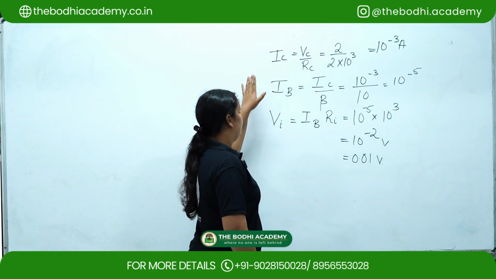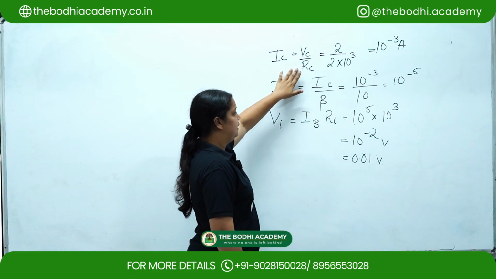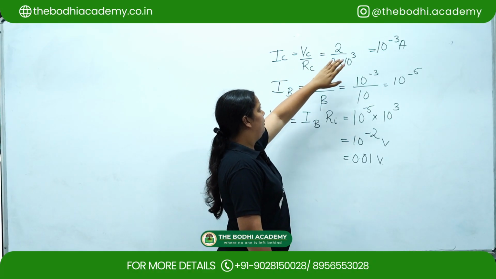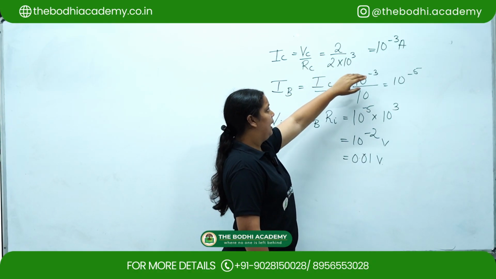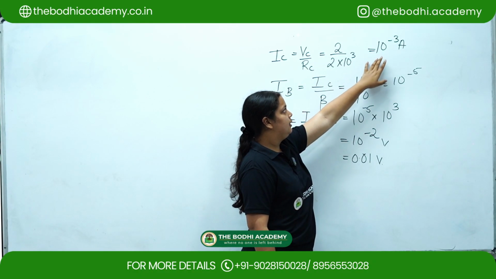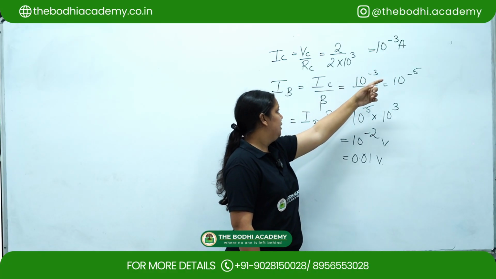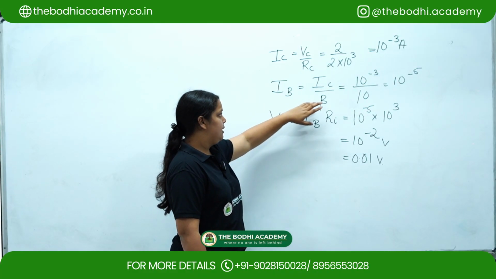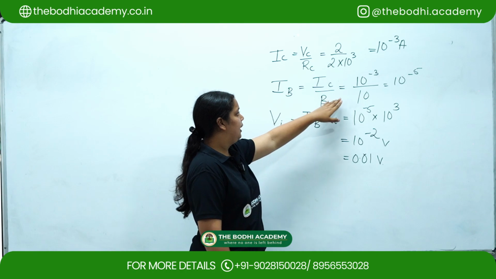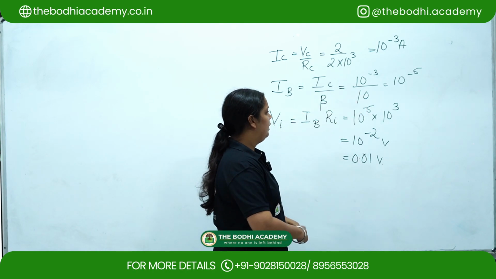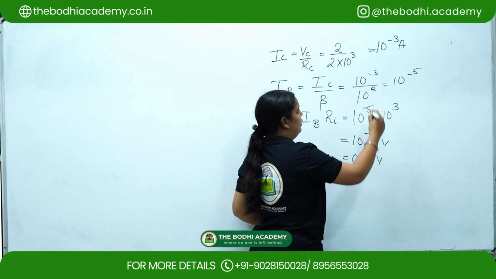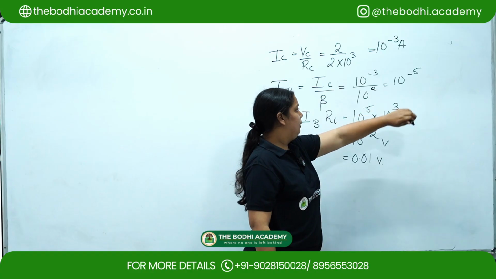So we can mathematically write it as IC equal to VC upon RC. That will be 2 upon 2 multiplied by 10 raised to 3, so we'll get it as 10 raised to minus 3 amperes. So IB equal to IC upon beta. That will be 10 raised to minus 3 upon 10 square, so that will be 10 raised to minus 5.